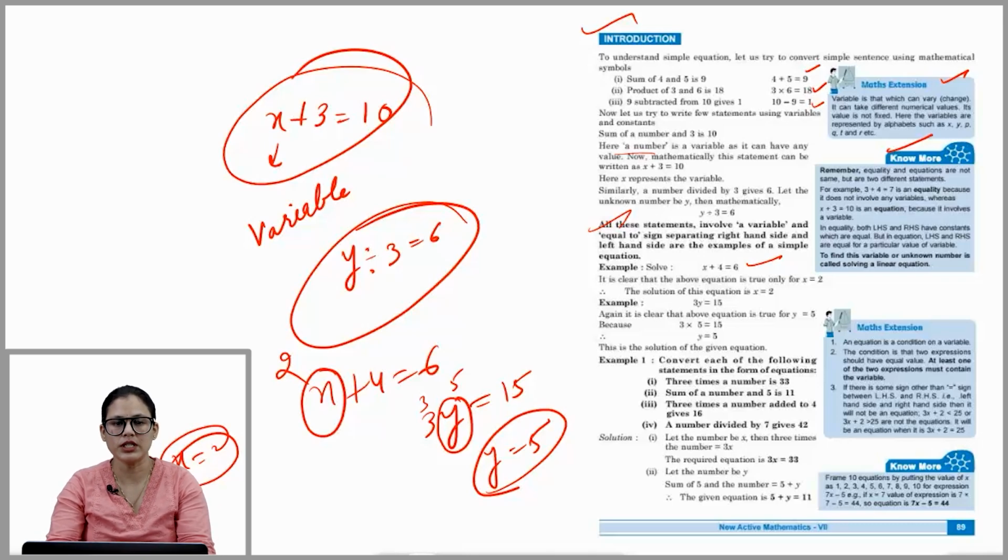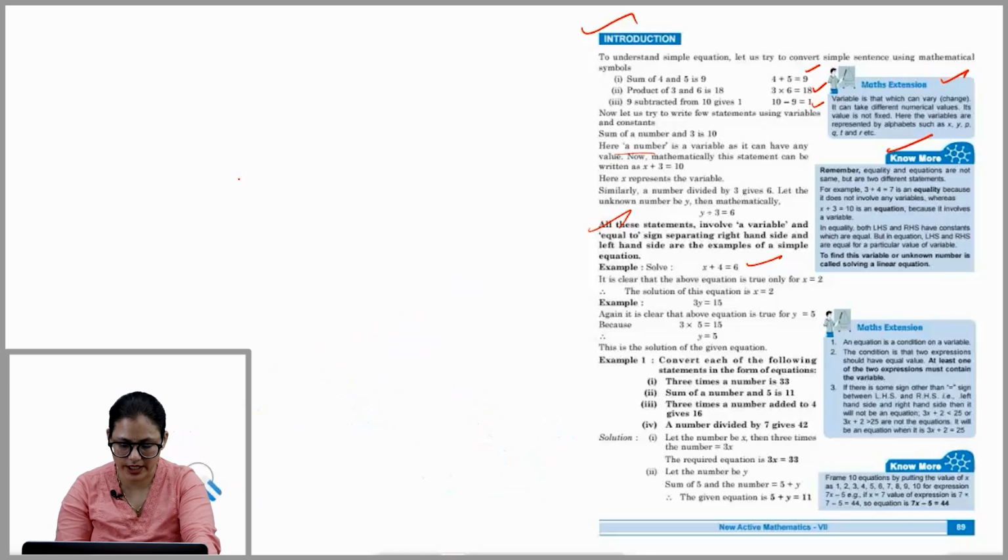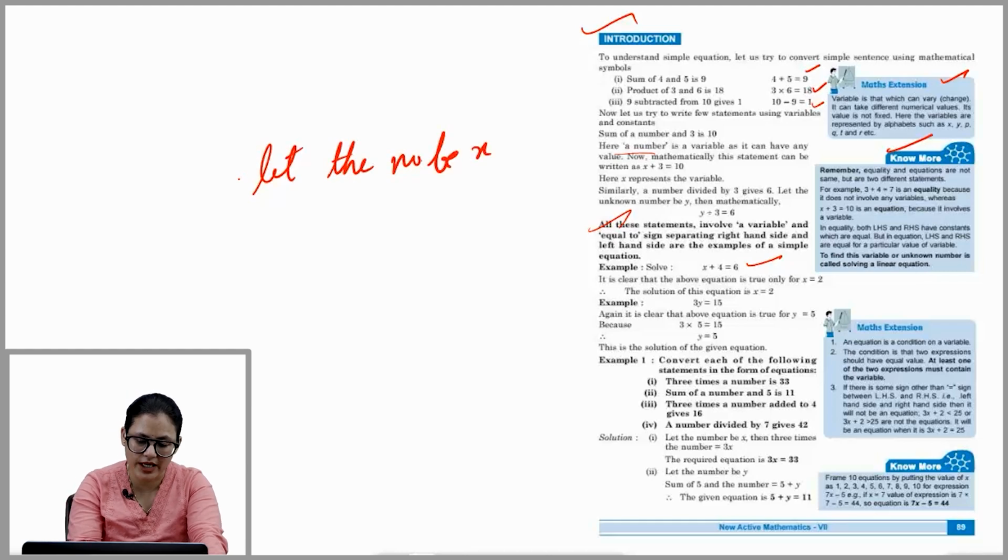Example 1. Convert each of the following statements in the form of equations. Okay. So let's do it. First one is 3 times a number is 33. What is the number? Let the number be a, b, c, d, x, y, z, anything you can take. Okay. So let the number be x. So 3 times this number is 33.